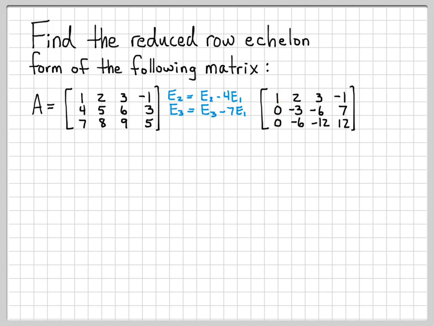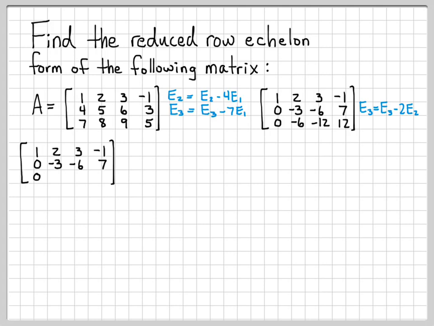But now in the second row, the first non-zero thing that I come across is negative 3. So I don't like that negative 3 there. Same thing here, I don't like this negative 6 either. So we're going to start working on this next column. If I let equation 3 equal equation 3 minus 2 times equation 2, I can get a 0 right there. So equation 1 and equation 2 remain unchanged.